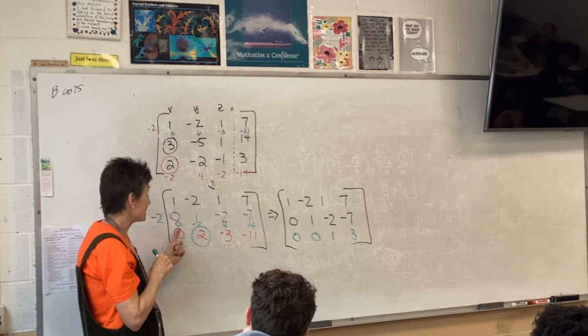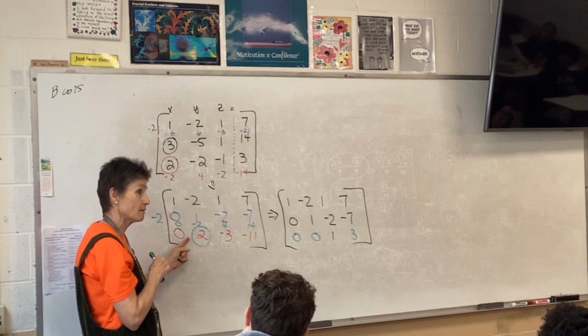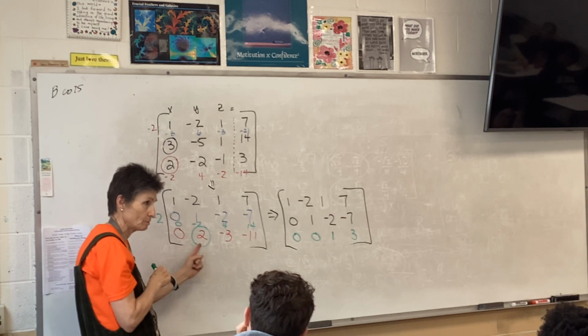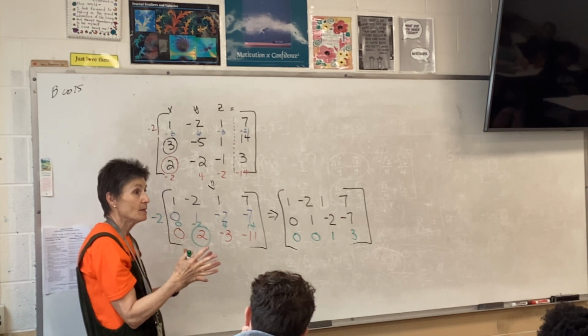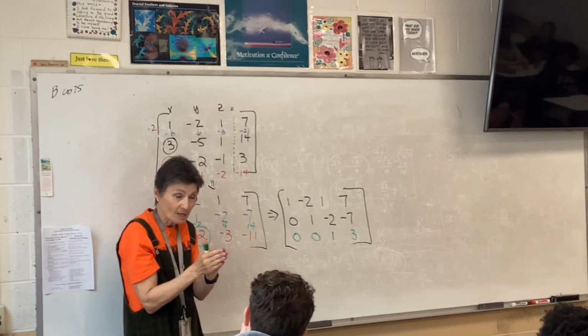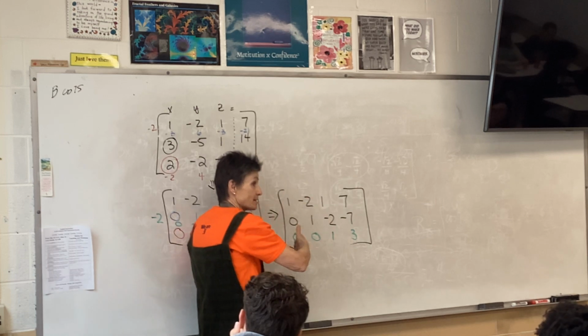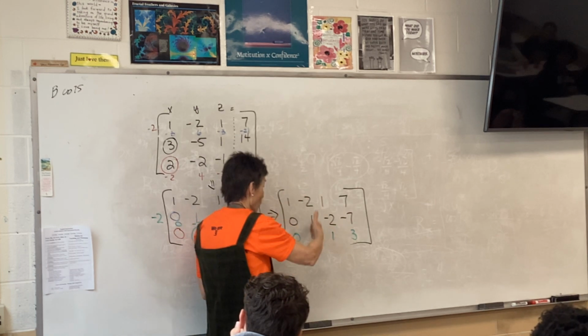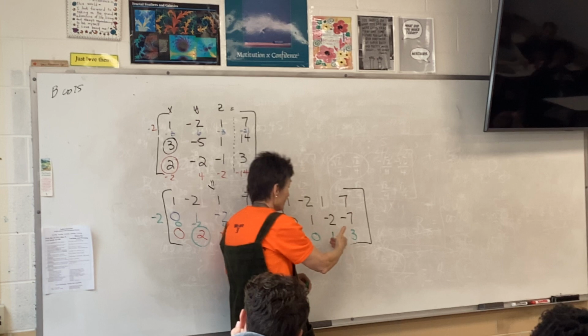I'm always looking to get these zeros, that 0. I'm always looking for this lower triangular thing here. But here's why. What was our objective? To solve this system, right? Remember that this represents x, y, z equals.